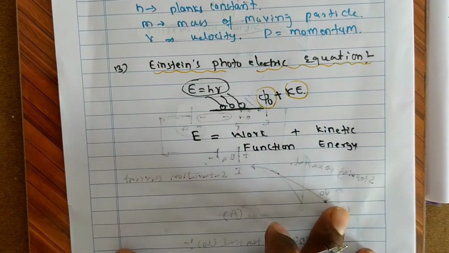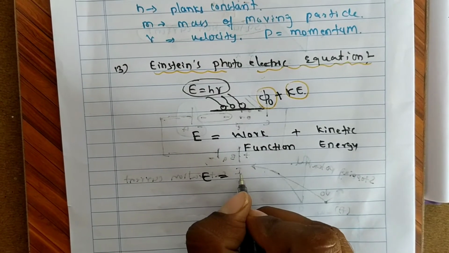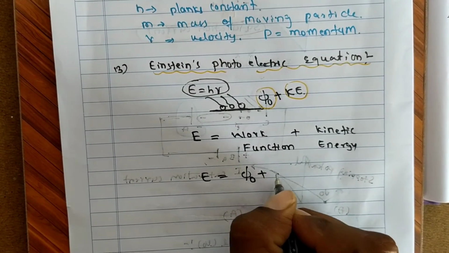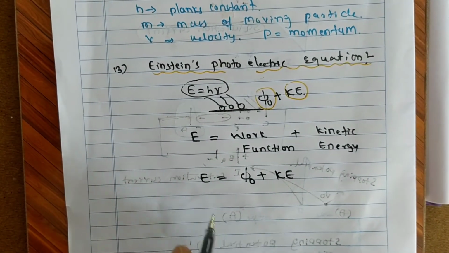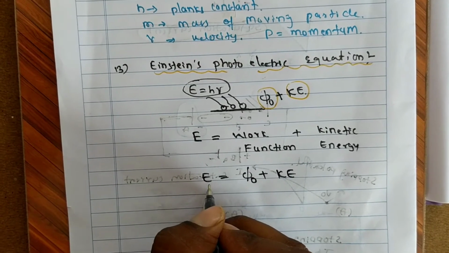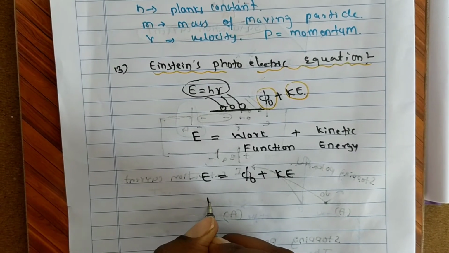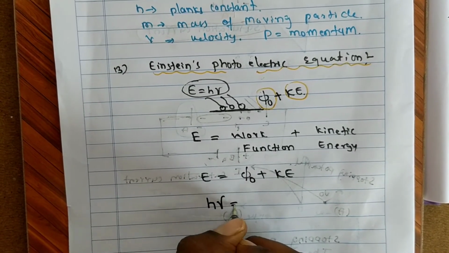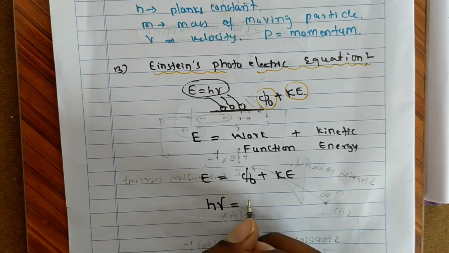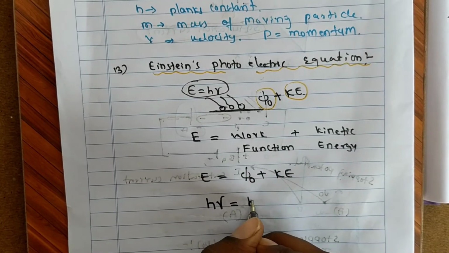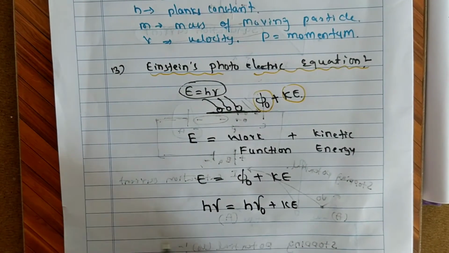E is nothing but photon energy. E is equal to work function phi naught plus maximum kinetic energy. According to the photon equation, E is equal to h nu. Here h, small h, and nu is the frequency. The work function equation, already explained: phi naught is equal to h nu naught, plus kinetic energy.